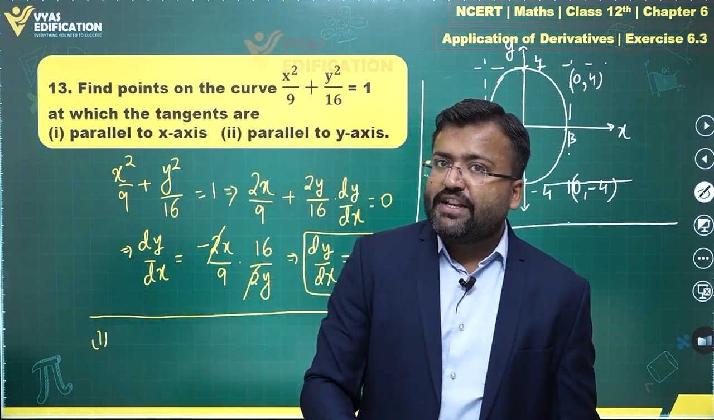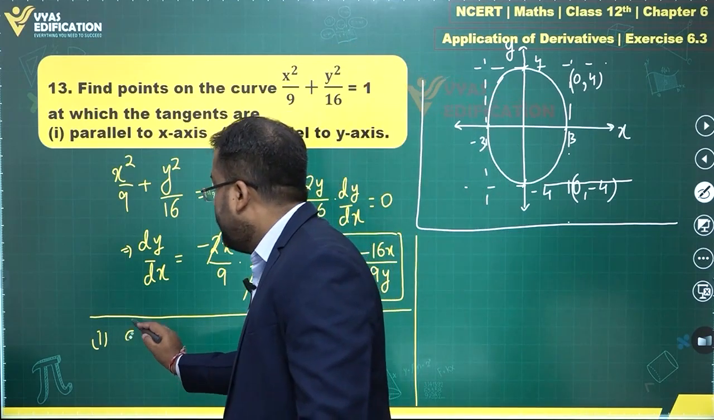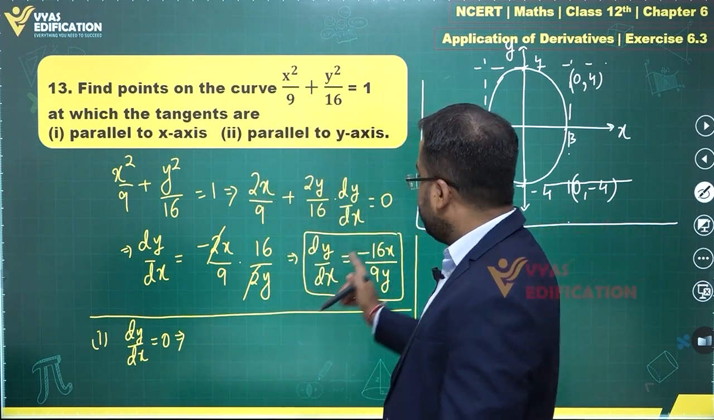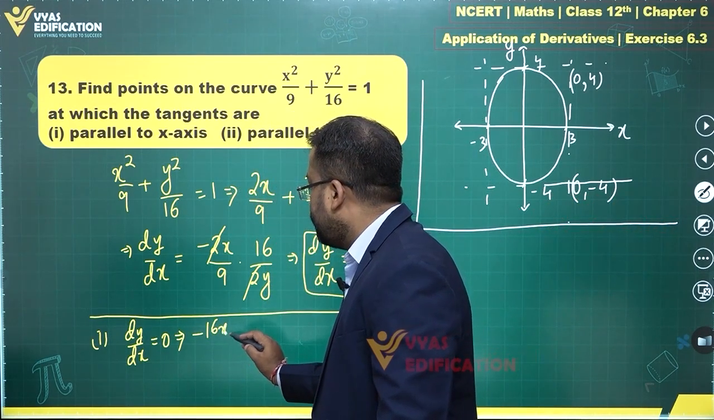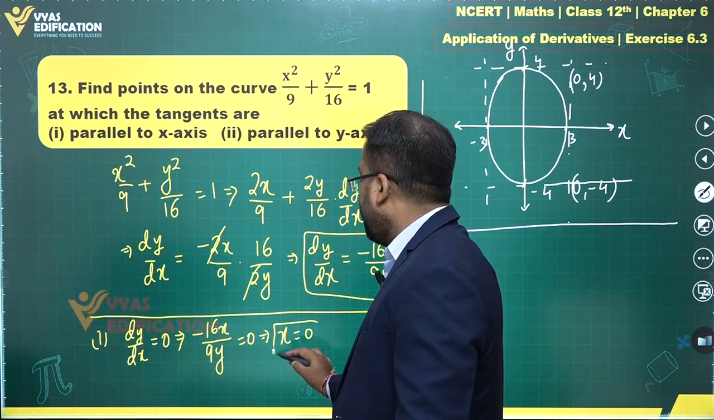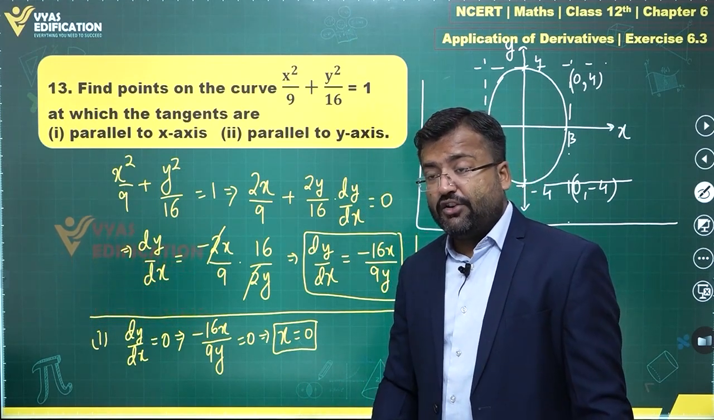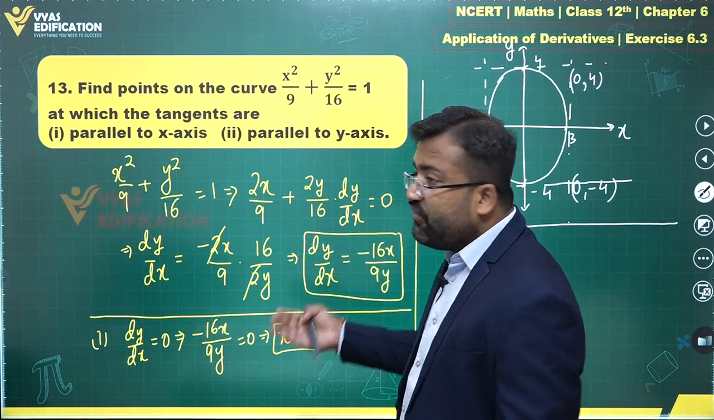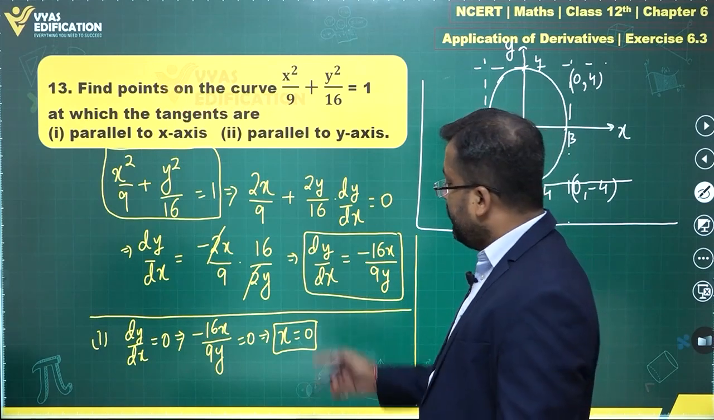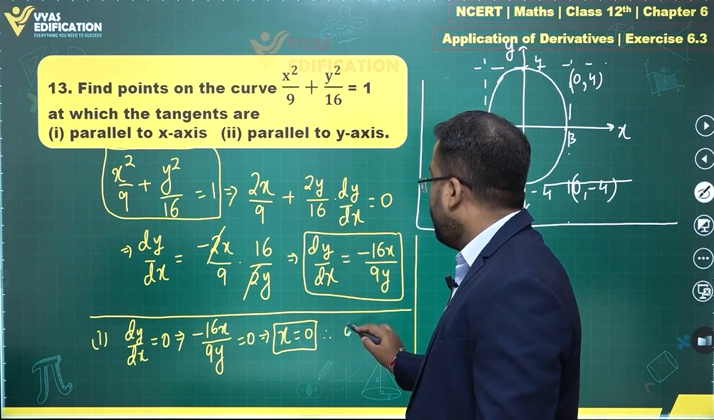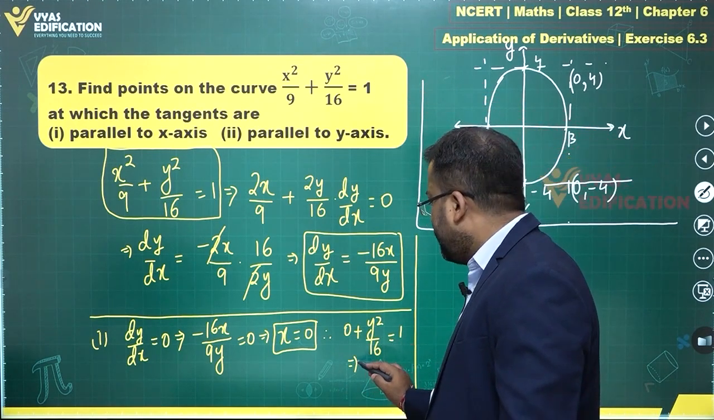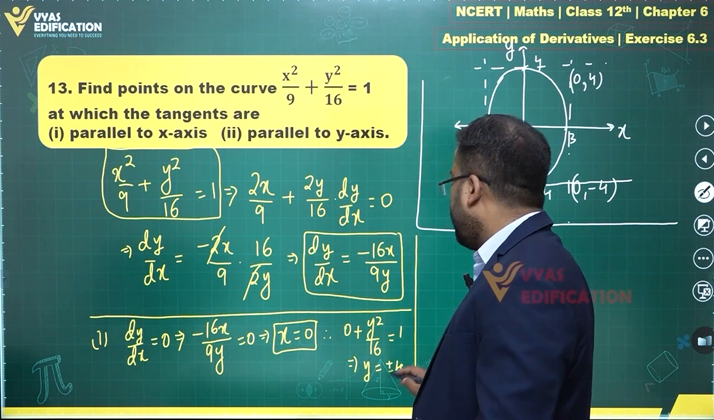For tangents parallel to the x-axis, the slope of tangent will be 0. dy by dx equals 0 implies what? This implies that minus 16x over 9y will be 0, which gives me x will be 0. Okay. Once you get the value of x as 0, what will be the value of y from the original equation of the ellipse, right? From the original equation of the curve, let's find y. Therefore, 0 plus y square by 16 is equal to 1. This gives me y square equal to 16, or y equals plus or minus 4.